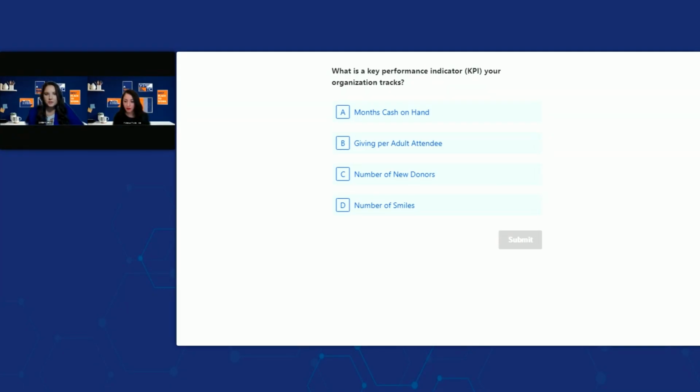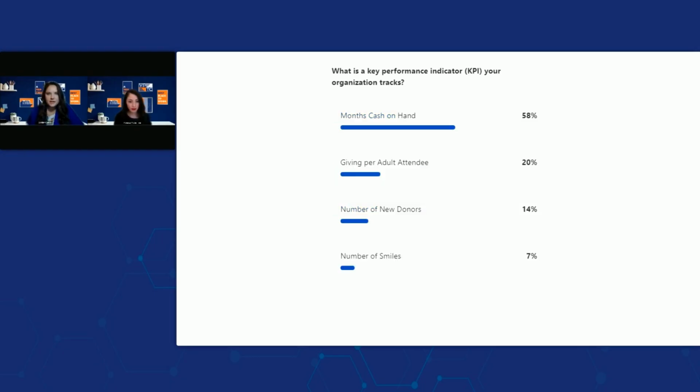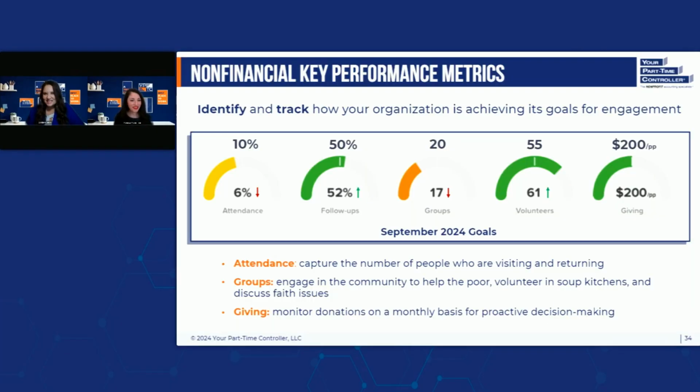All right, we're going to go forward. Let's look at some KPIs your organizations are tracking. A lot of you are tracking months of cash on hand. That's a great KPI to be looking at. Giving per adult, number of donors. I like the 7% of you that are tracking number of smiles. It makes me so happy. It makes me smile. Yep, I love it. Okay.